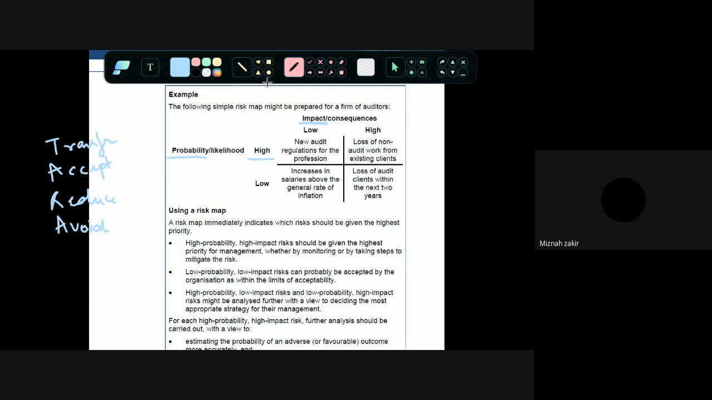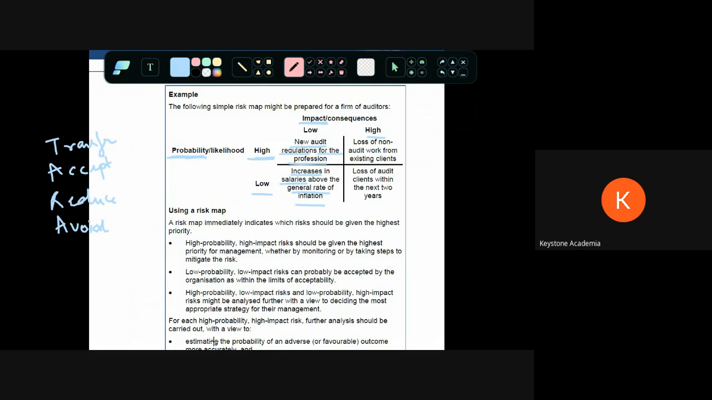So new audit regulations for the profession are coming. You can reduce that by learning what the new regulation is. Okay, they have not given the solution for low impact, high probability. Then probability is low and impact is also low. What should we do? Accept. Yes. For an increase in salaries above the general rate of inflation, what can we do about this? We can only accept and pay the higher salaries. Then probability is high and impact is also high.